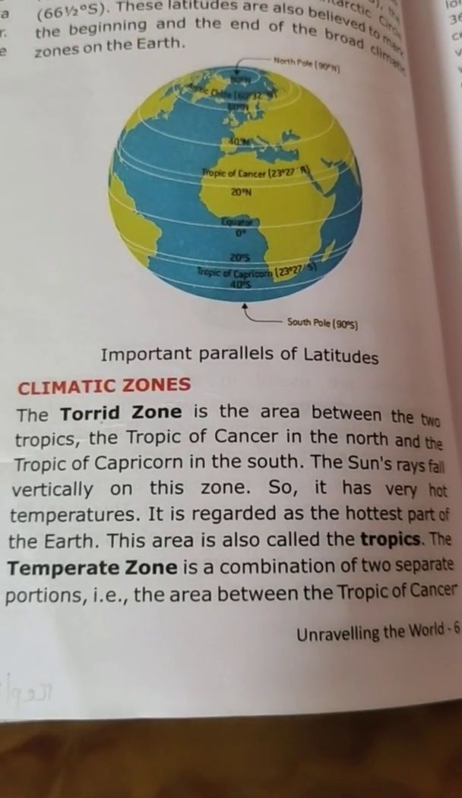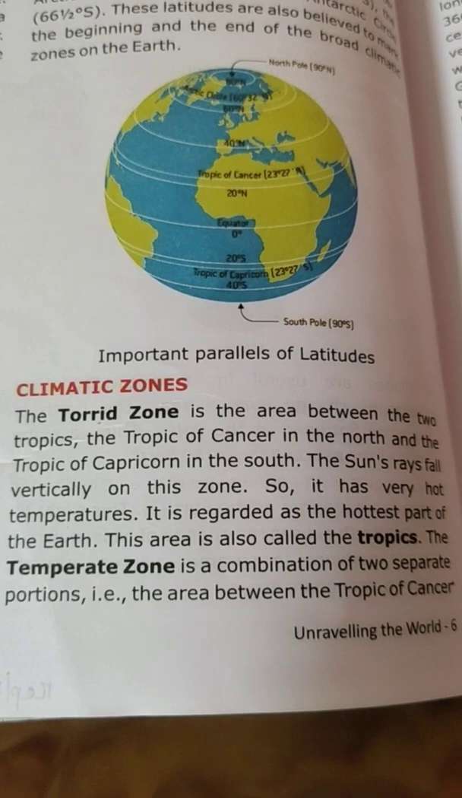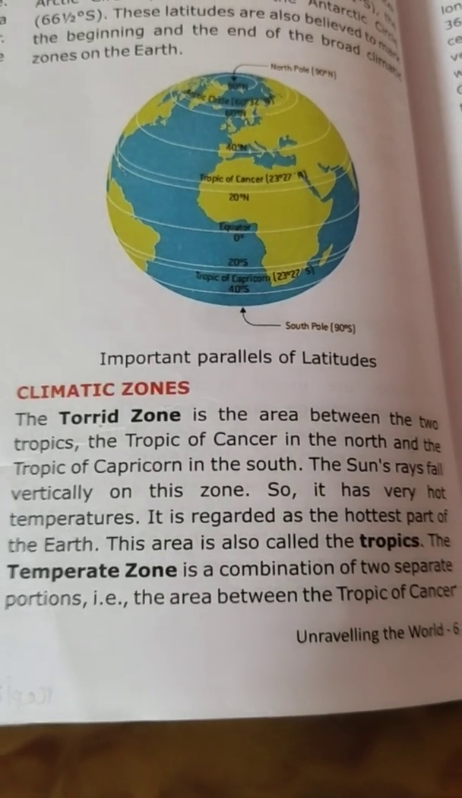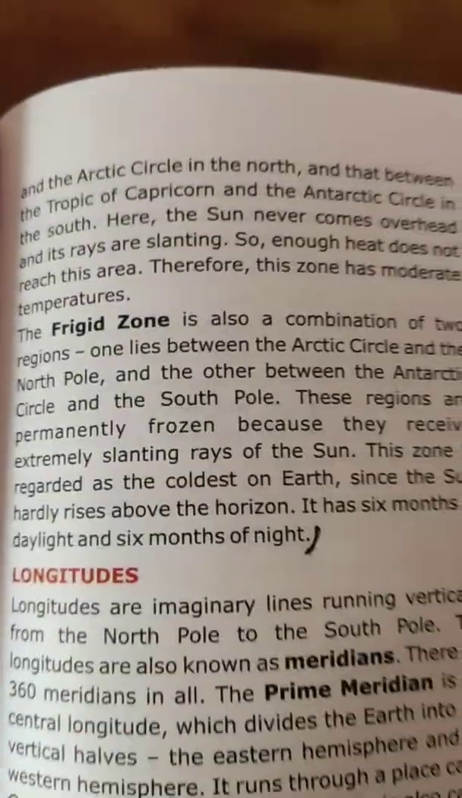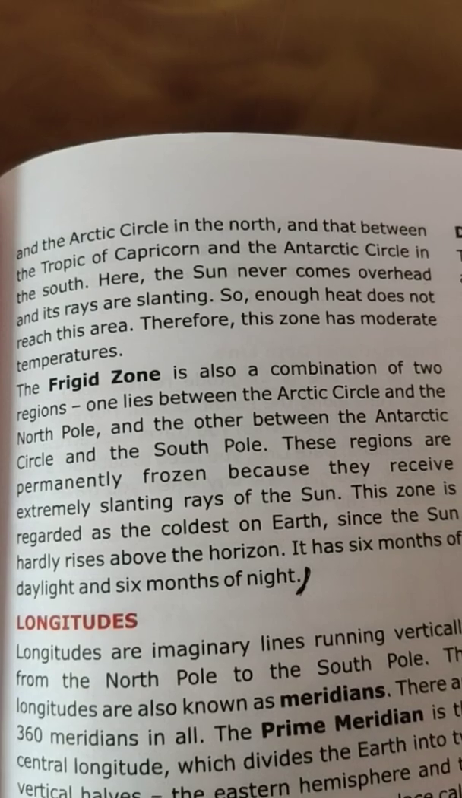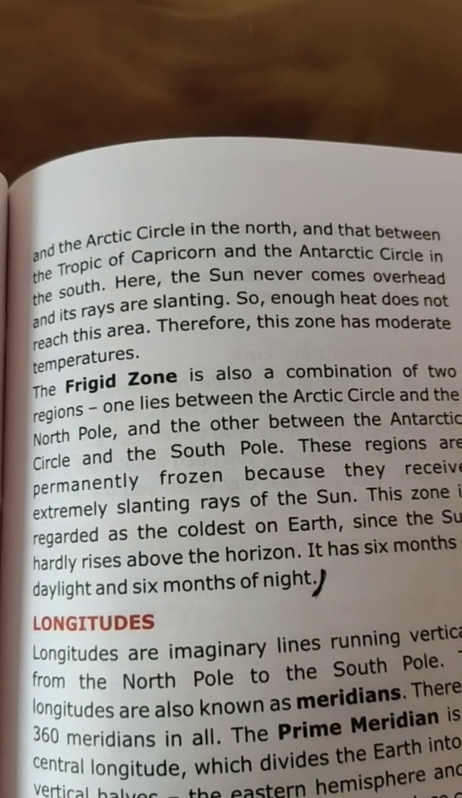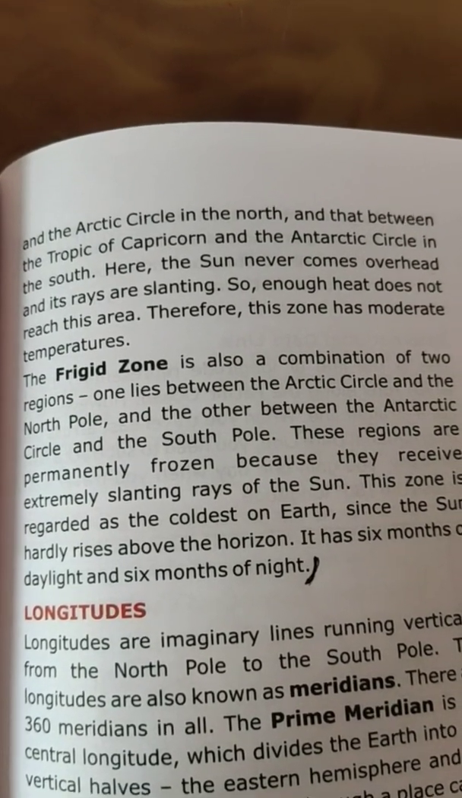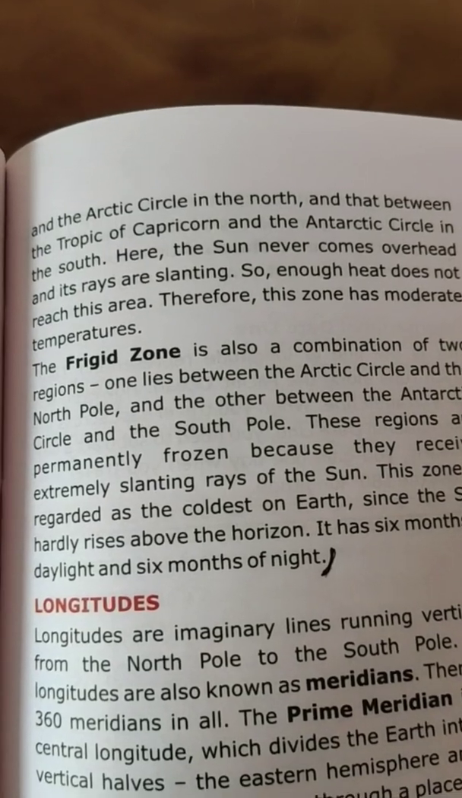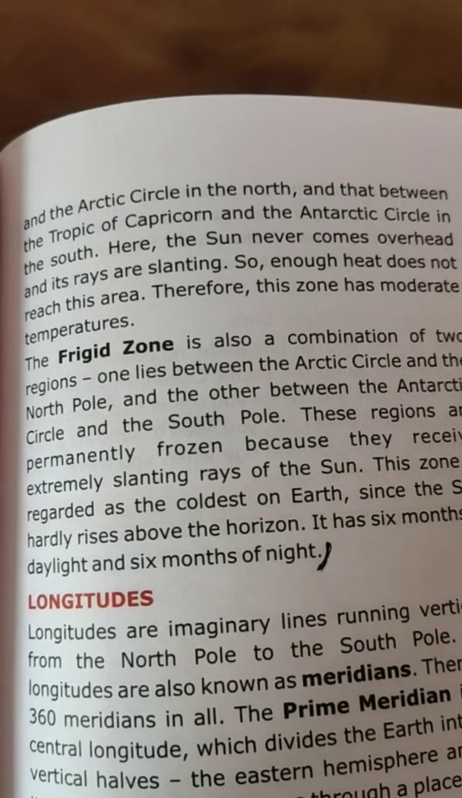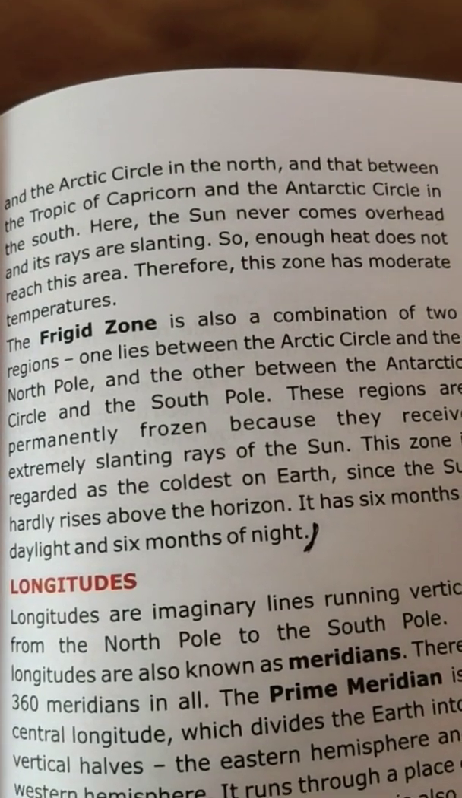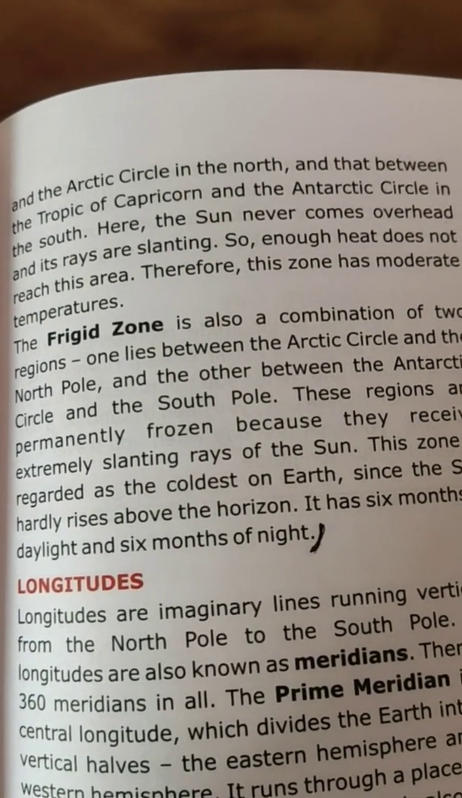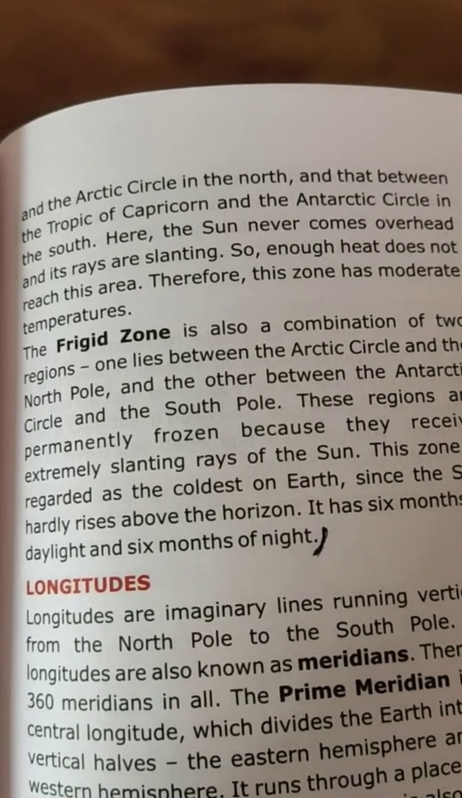The temperate zone is a combination of two separate portions. The area between the Tropic of Cancer and the Arctic Circle in the north and that between the Tropic of Capricorn and the Antarctic Circle in the south. Here the sun never comes overhead and its rays are slanting, so enough heat does not reach this area. Therefore, this zone has moderate temperatures.